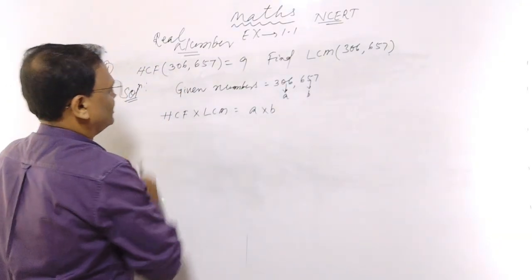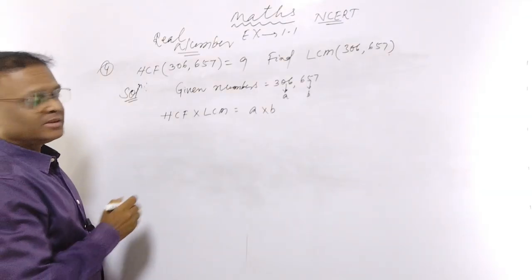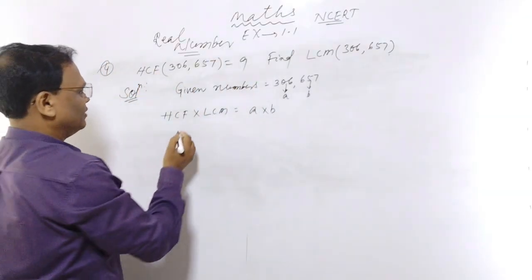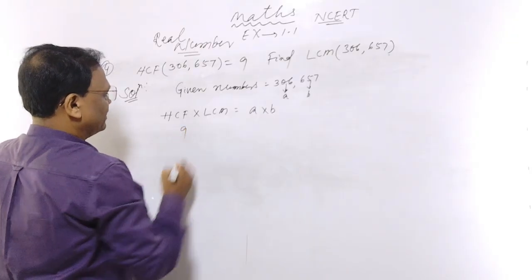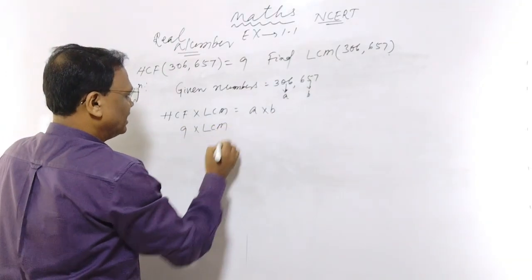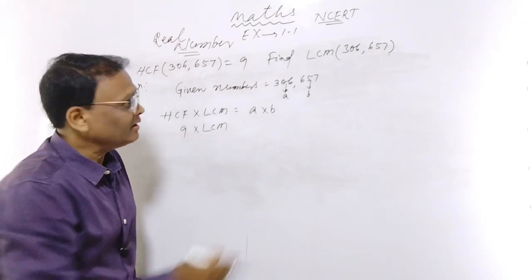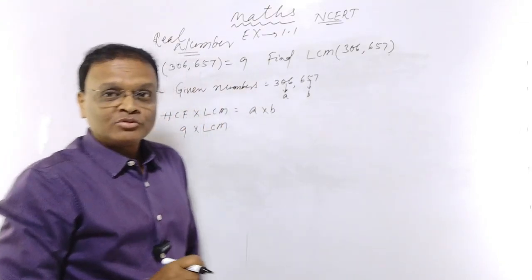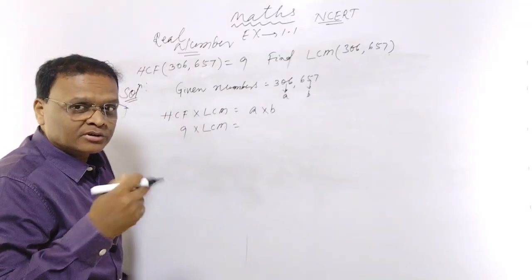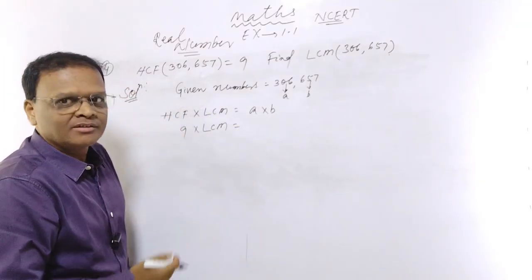Now, what is HCF given? HCF is given as 9. So HCF, 9, into LCM, which I have to find. LCM toh nahi diya na, find karna hai. Ye pooch raha hai ki LCM kya hai. Okay, it is equal to the product of the two numbers. Two numbers are given.